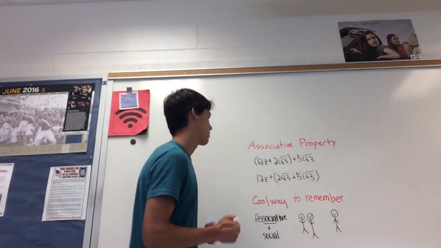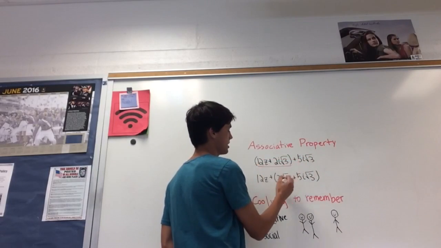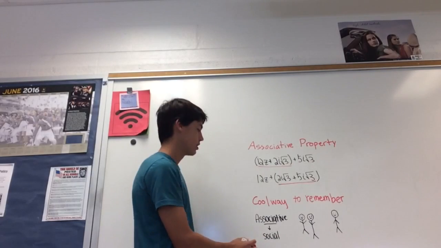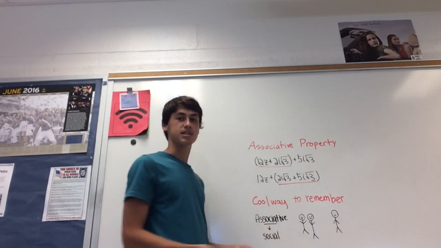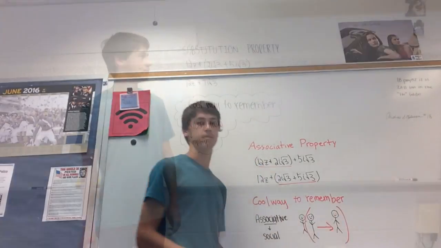Sure, SpongeBob! The next part of the problem is using the associative property, where they move the parentheses around. Where the parentheses was here, they moved it to here. And a cool way to remember that is in social situations, when you're hanging out with your one friend and then you want to leave that friend, you go to your other friend and make the parentheses around them.